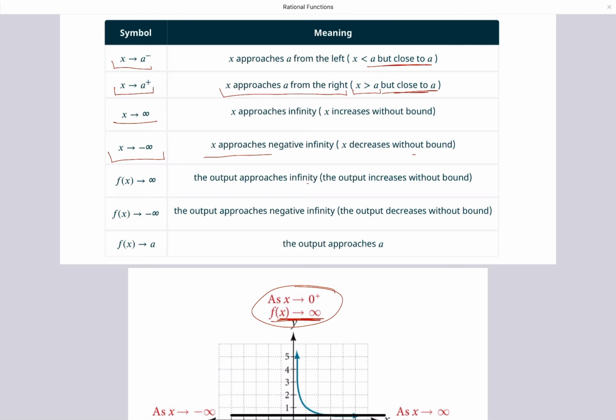Now, what I want from you is to not memorize this, it comes with practice. If you want to memorize it, go ahead, but you don't really need to. A negative is just from the left side, a positive is from the right side. We all know what infinity means. Without bound translates to infinity. Increase is positive infinity, decrease is negative infinity, and that's pretty much it.